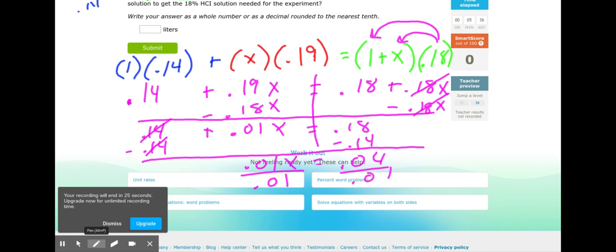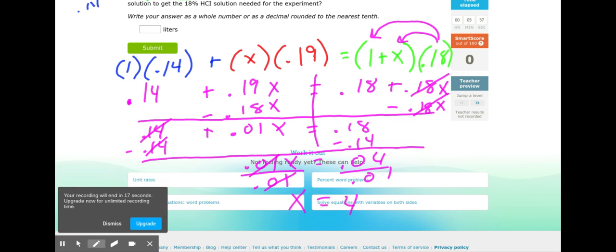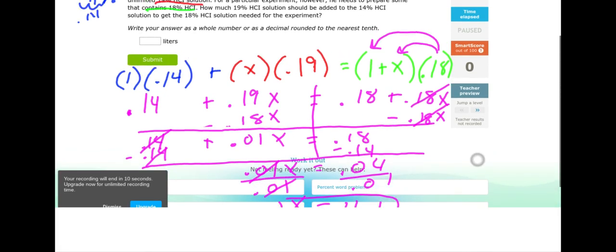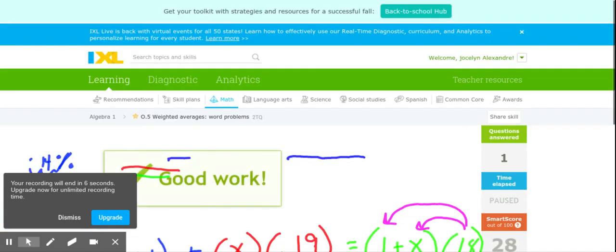and 0.04 divided by 0.01 is equal to 4. So we need 4 liters of that other solution. So I'm running out of time on my video, so let's type that in quick. And that's that.